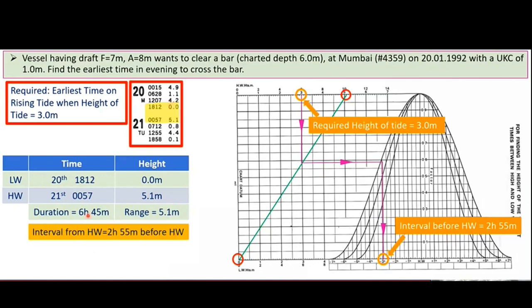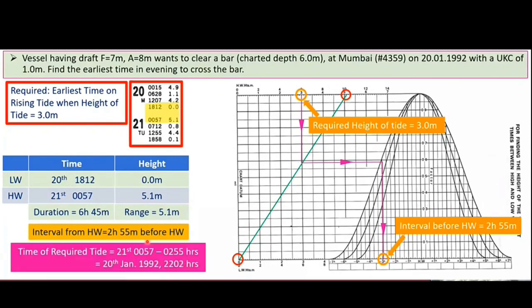So the interval from high water, 2 hours 55 minutes before high water, is when we shall have the required height of tide. And what is the time of high water? It is 21st 0057. The height of tide shall be 3 meters 2 hours 55 minutes before that. So the time when we shall have the required height of tide will be 20th January, 2202 hours, and that shall be the earliest when the vessel can cross the bar with a UKC of 1 meter in the evening on a rising tide.